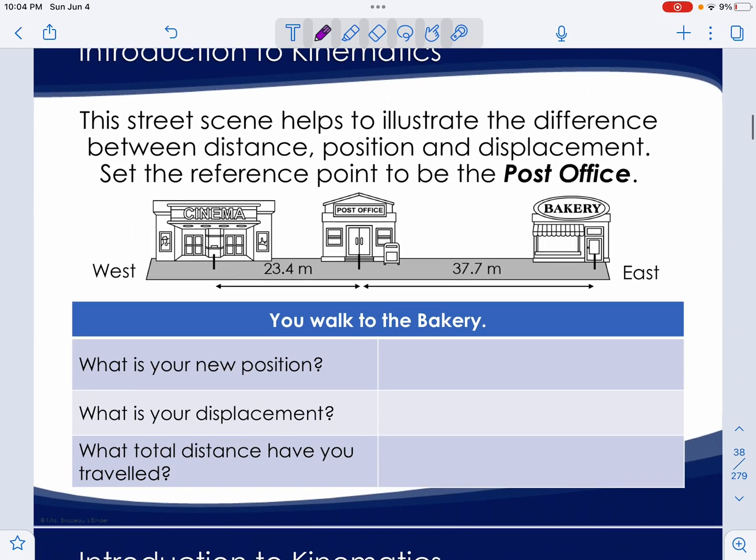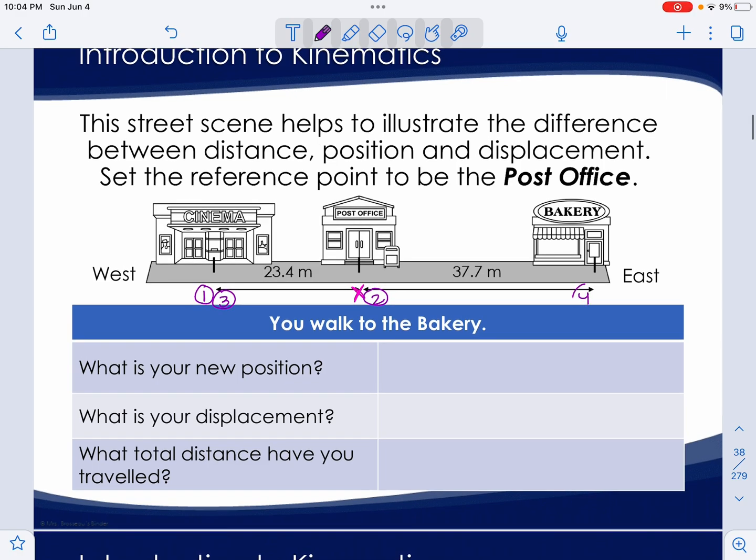This street scene helps to illustrate. Okay, now you walk to the bakery. So this is the reference point. We start here, we went here, we went back here, and now we're going to walk all the way over to here. So what is your new position? What is your displacement? And what total distance have you traveled? Pause the video and answer those.